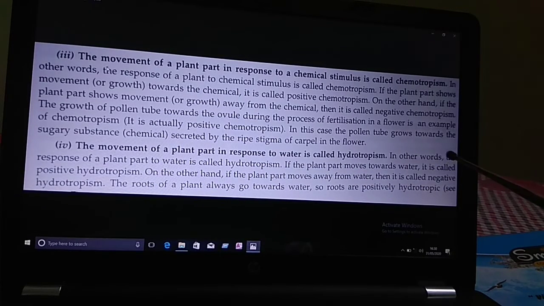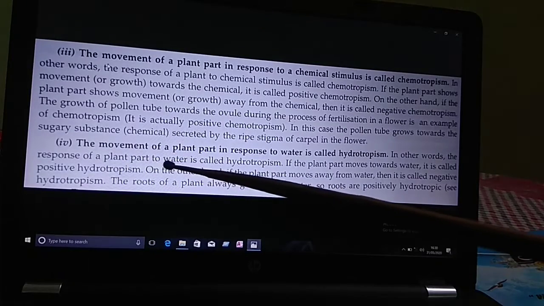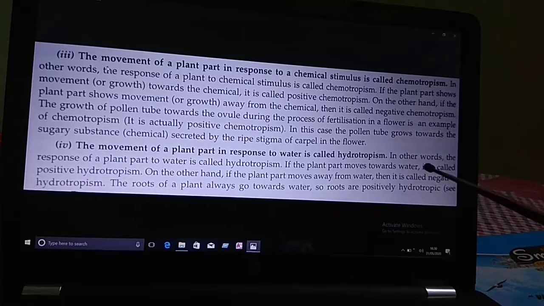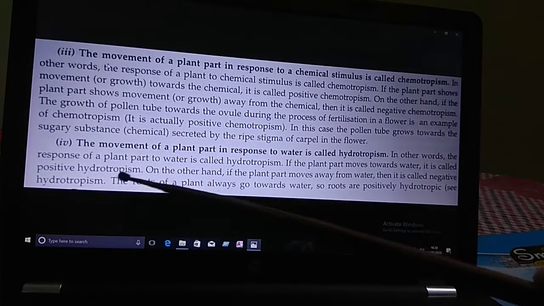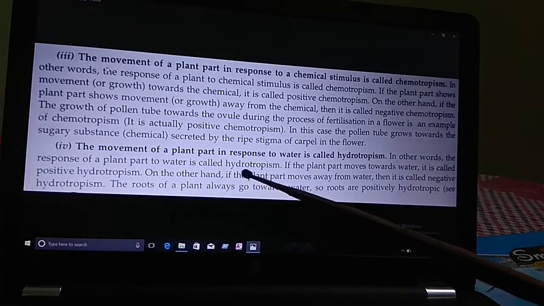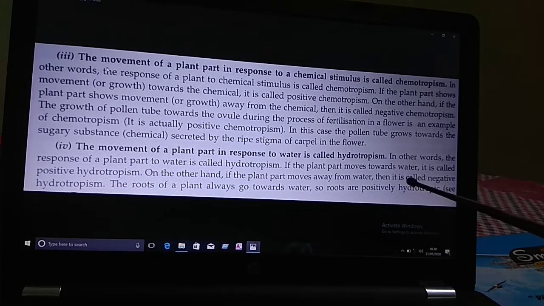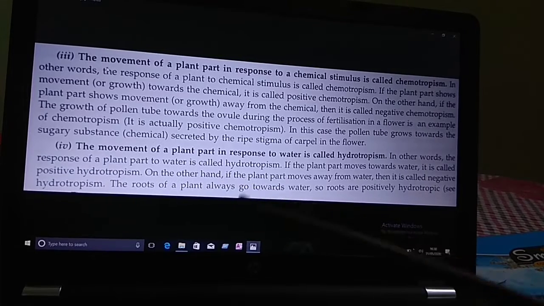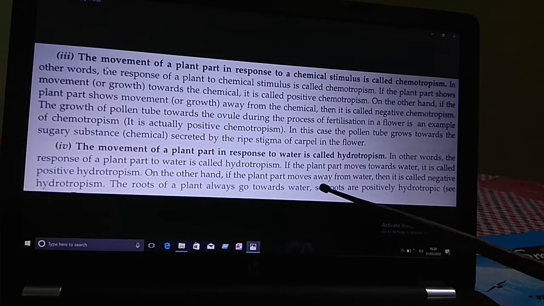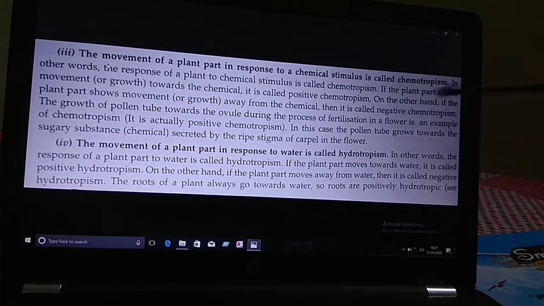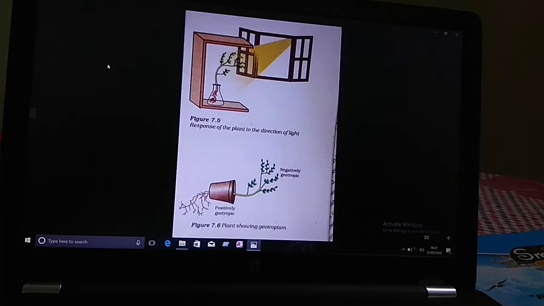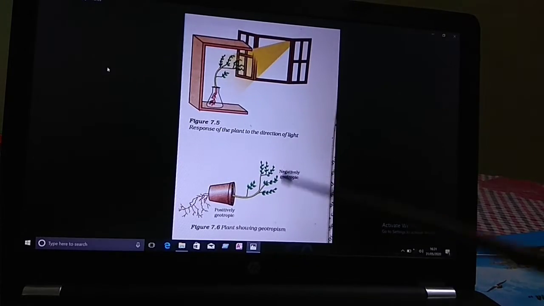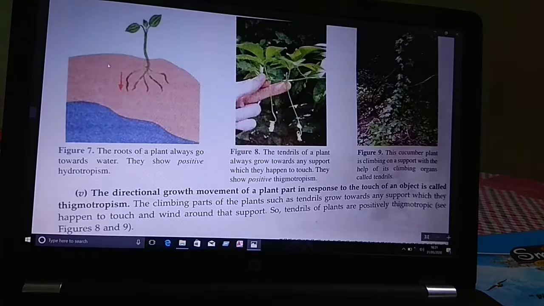Next, the movement of a plant part in response to water is called hydrotropism. In other words, the response of a plant part to water is called hydrotropism. If the plant part moves towards water, it is called positive hydrotropism. On the other hand, if the plant part moves away from the water, it is called negative hydrotropism. The roots of a plant always go towards water, so roots show positive hydrotropism. I have shown it here also: roots always show positive hydrotropism.